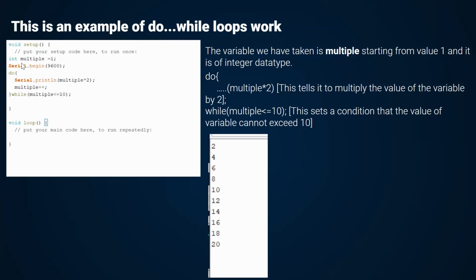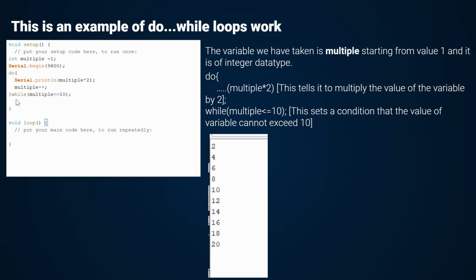Okay. So integer multiple is the variable here and the value is 1. We have used the do command here. Do, so the multiple will print here. Now the do states that the multiple should be multiplied by 2. Did I confuse you? Multiple and multiply. No problem. So the variable will be multiplied by 2. Then the variable increases, variable plus plus, the increment sign.